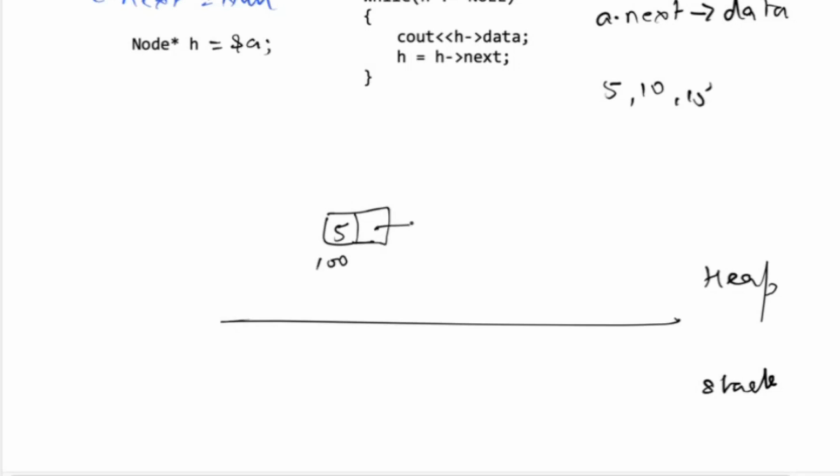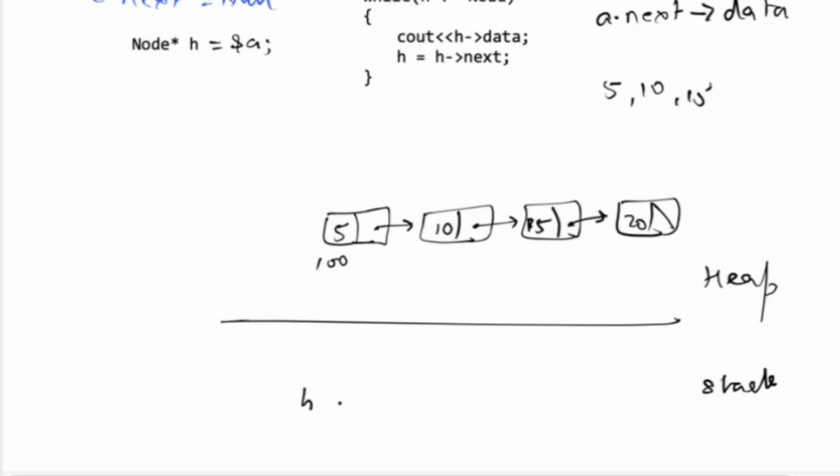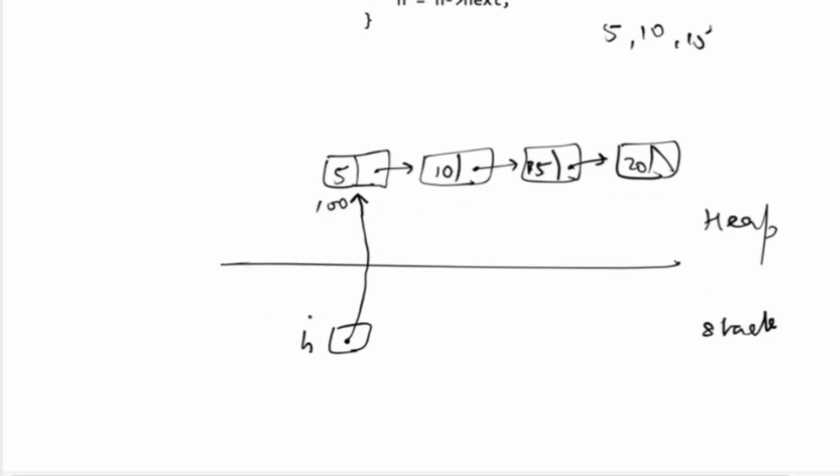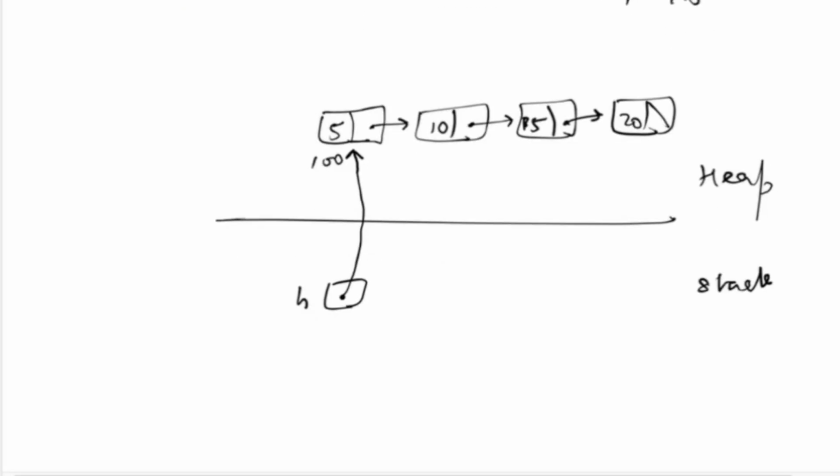And this node contains the address of another node. The data of this node is 10, and this node contains the address of another node. The data of that node is, let's say, 15, and this node contains the address of another node. The data of that node is 20, and let's say the next of this node is null. And we have a node pointer variable in the stack area, and this pointer variable is holding the address of the very first node of the list.